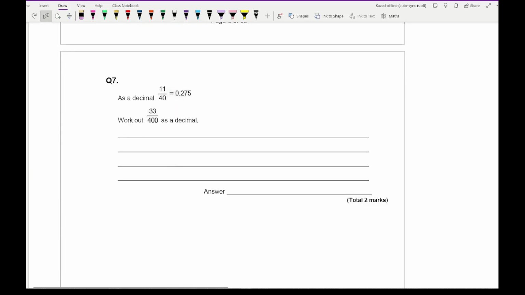Then with question 7, it says, as a decimal, 11 over 40 is 0.275. Work out 33 over 400. So what I want to try and do is get 11 over 40 and try and get that to 33 over 400. So for this, what I need to do is I need to multiply by 3. And this, I then need to multiply by 10.